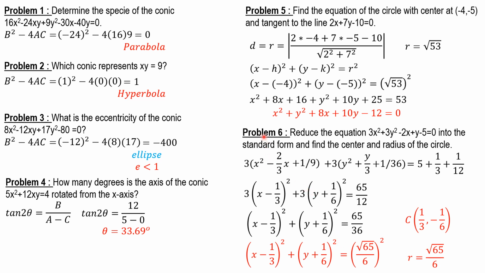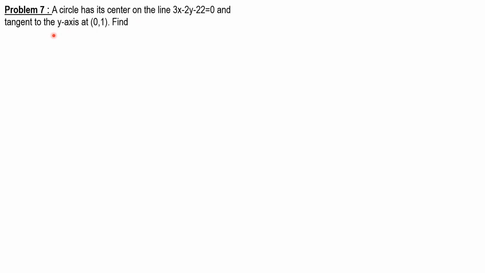So that's it for this problem 6. Problem 7. A circle has its center on the line 3x minus 2y minus 22 equals 0 and is tangent to the y-axis at (0, 1). Find its equation. So that we can analyze it well, we have to sketch the graph first.